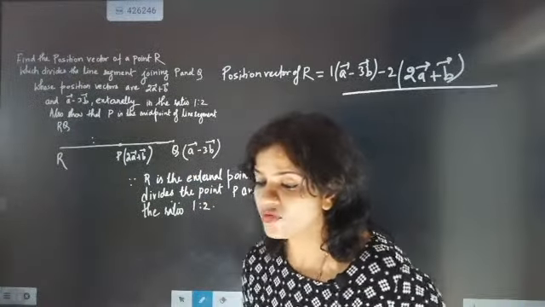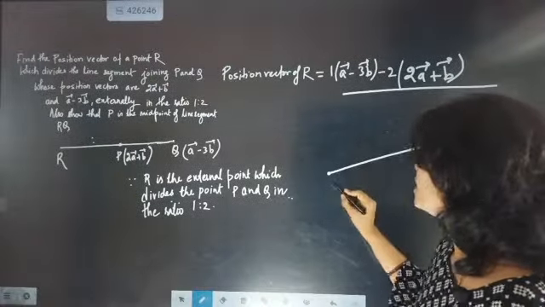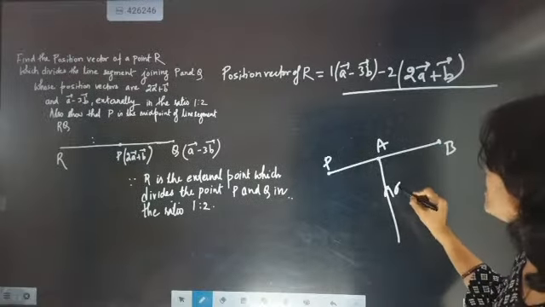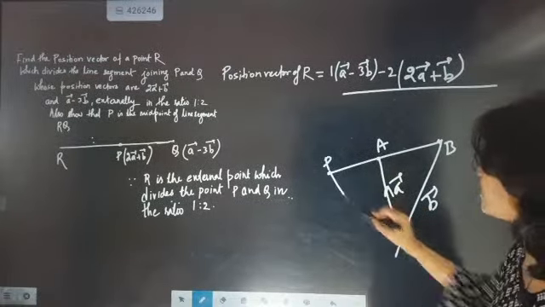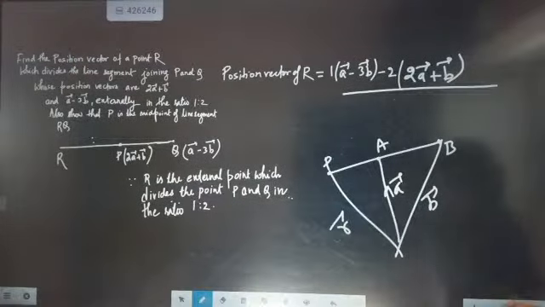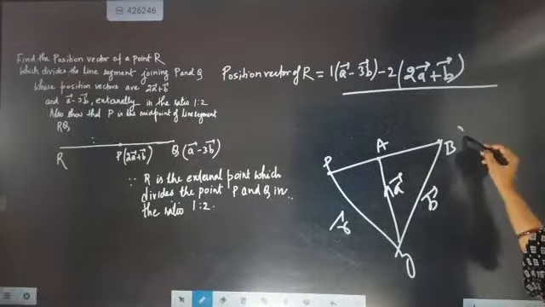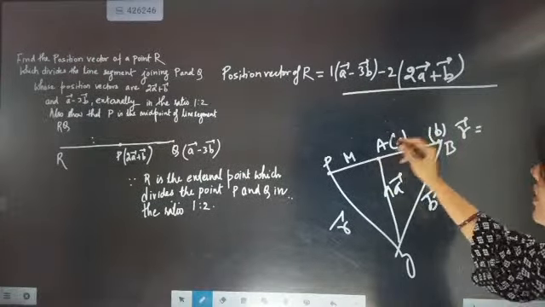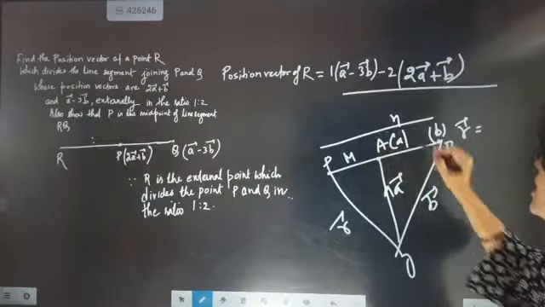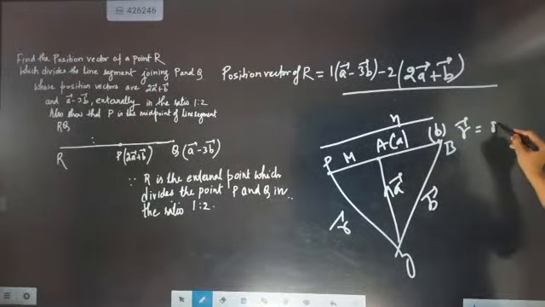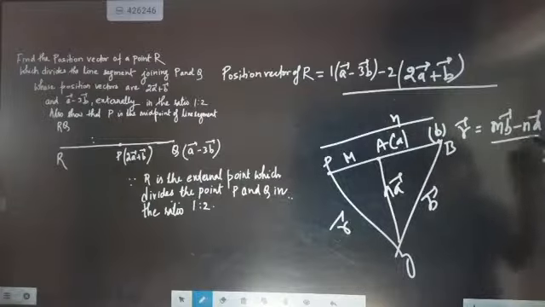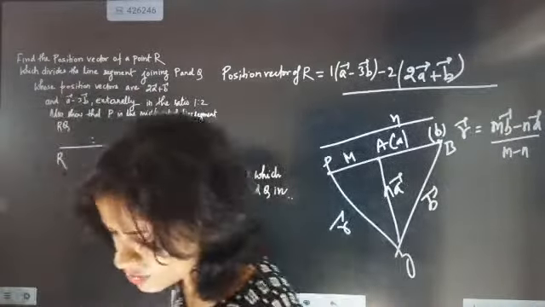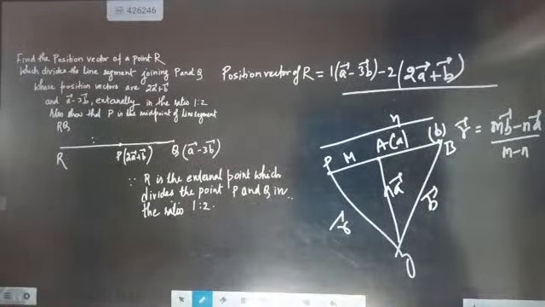And once you have written it, now 1 minus 2, because we know for external division, if any point P divides A and B externally, where this point is A vector, this part is B vector, this part is R vector, then the formula becomes: R vector will be equal to, if the ratio is M is to N, then M into B vector minus N into A vector by M minus N. This is the formula for external division.